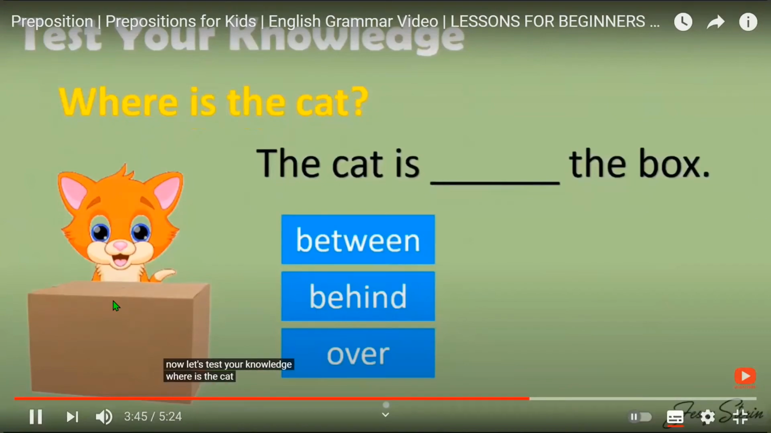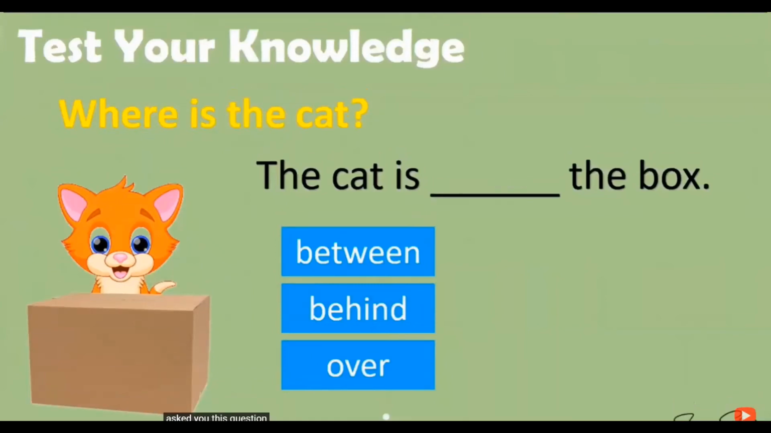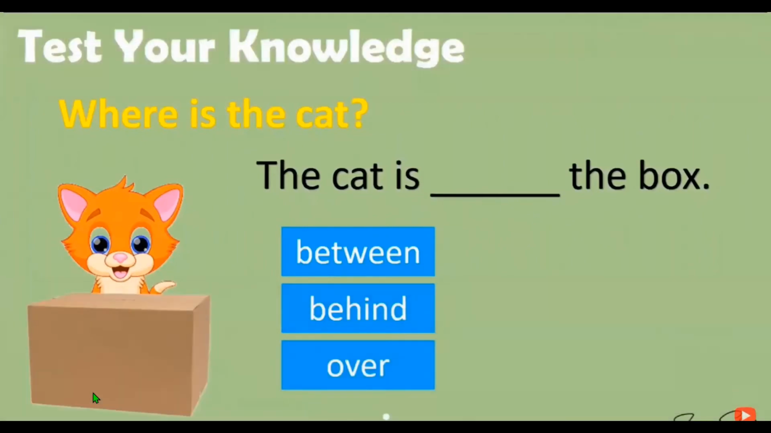Where is the cat? In the beginning, I asked you this question. Now, I believe you all are able to answer it. The cat is dash the box. Between, behind, or over. The cat is behind the box. Very good.